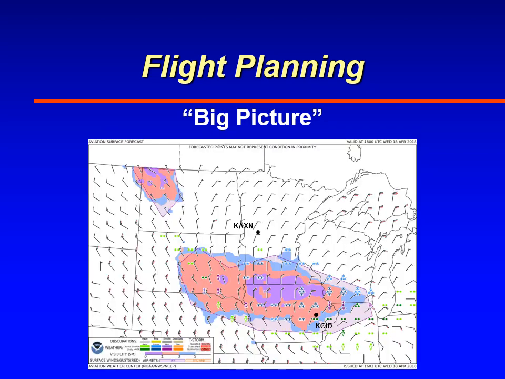This is the graphical forecast for aviation showing us precipitation and also winds at the surface. And it looks like there is ice and potentially snow across our route of flight. And also you can see that the winds are out of the north to northeast across that entire area.